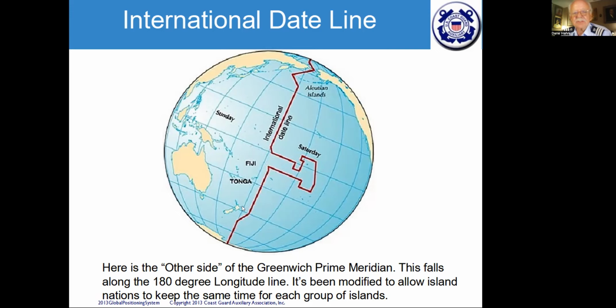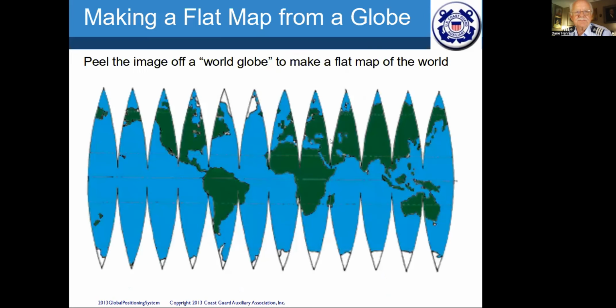But this is the other side of the prime meridian. Then this falls along the 180-degree longitude line. But again, it's been modified to allow the convenience of various groups of islands.